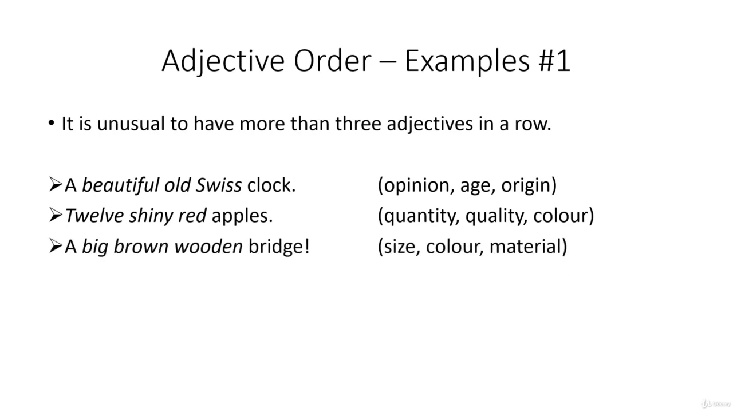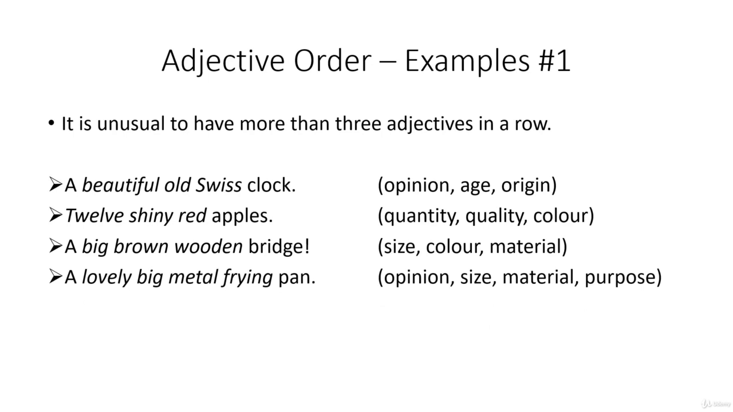Or a big brown wooden bridge. So it's size, color, and material. A lovely big metal frying pan. So actually we do have 4. So we have opinion. I think it's lovely. It is big. It's made of metal and it's used for frying, this pan. So we get a lovely big metal frying pan.